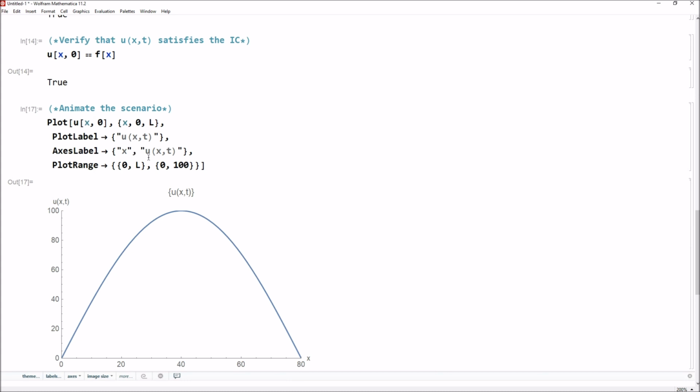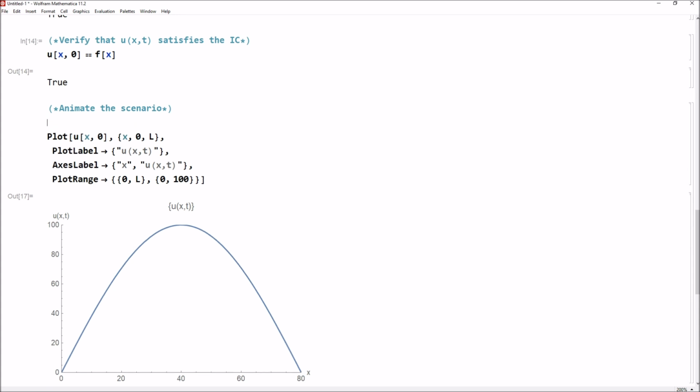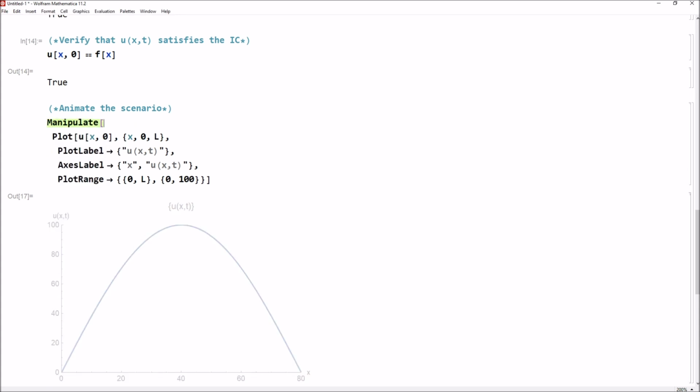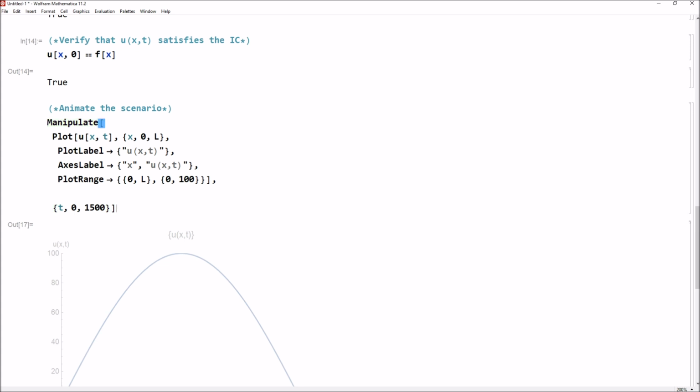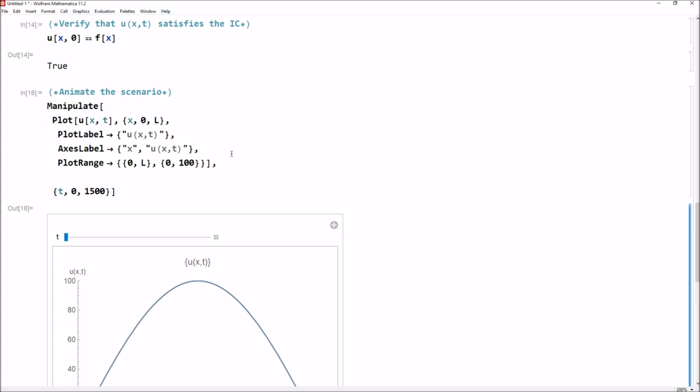Okay, so this all looks great right now, but again, I want to see how this changes as a function of time. So let's wrap this whole thing in a Manipulate, and we're going to manipulate time in our function u of x,t. And coming outside, let's make t go from 0 to, I don't know, 1500 seconds or something like that. Okay, so if we enter that, here we are.